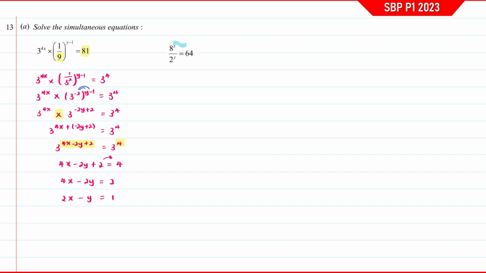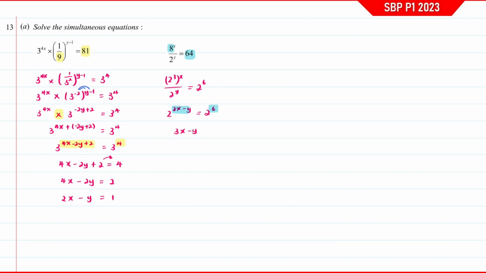As for the second equation, this number 8 and 64, we can change it to base 2. So number 8 is 2 to the power of 3 over 2 to the power of y. This one is equal to 2 to the power of 6. So for the left hand side, as the operation is division, we can write this as 2 to the power of 3x minus y. This is equal to 2 to the power of 6. So right now, the left hand side and the right hand side have the same base. Then we can compare the power.